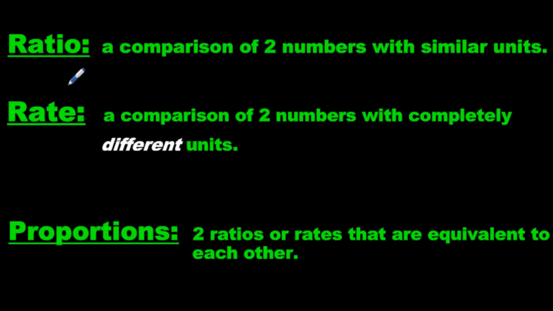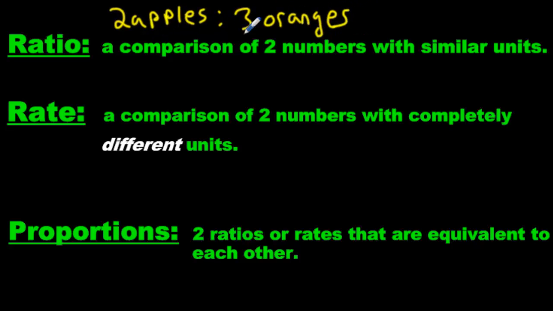A quick review of ratios. Ratios are anytime you compare two numbers that have the same units or similar units. For example, if I compare two apples with 3 oranges. Now, yeah, apples and oranges are different units, but they're essentially the same item. They're the same topic or subject I'm comparing. I'm comparing fruits. So that doesn't qualify, say, as a rate. It qualifies as a ratio because they have similar units.